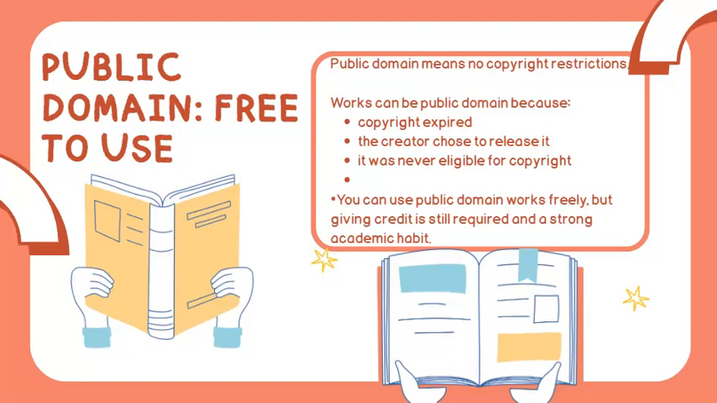Public domain means that something is free to use. There are no copyright restrictions. So works can be public domain because they don't have a copyright. They've never had a copyright. It could be that the creator chose to release it, or that copyright has expired. You can use these works freely, but you're still required to give credit.